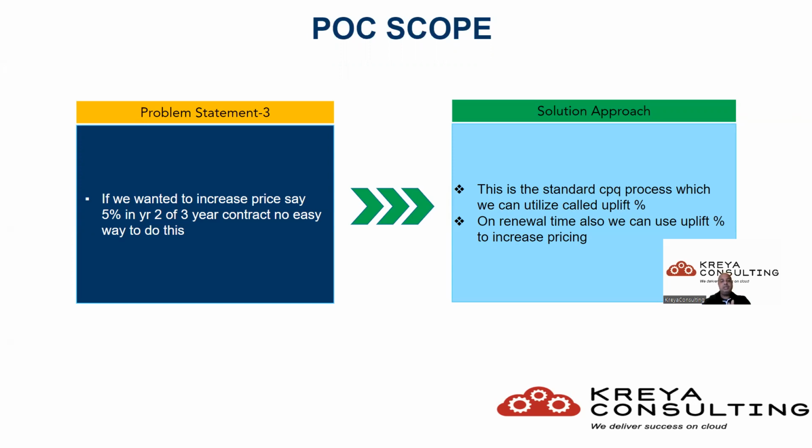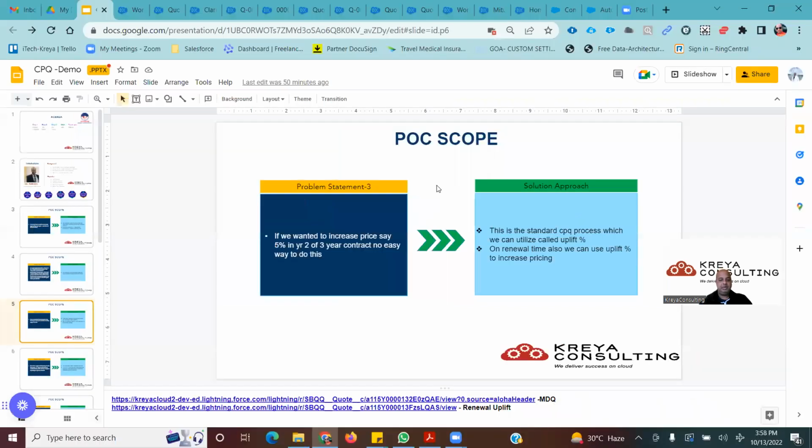So the problem here is, whenever any sales rep goes to the customer for a multi-year contract, if I am quoting for 3 years, for the first year I'm giving a 10% discount, but from the second year I would like to uplift 5% of my base price, or 10% in the third year, then how can you utilize this? So it is a very simple approach in our CPQ environment. Let me navigate through the Salesforce environment now.